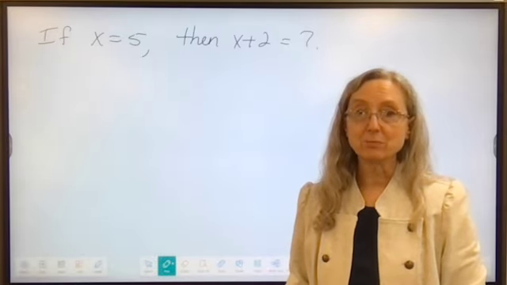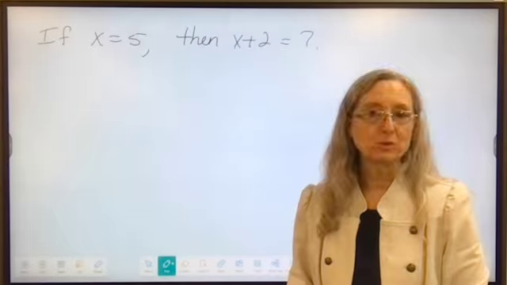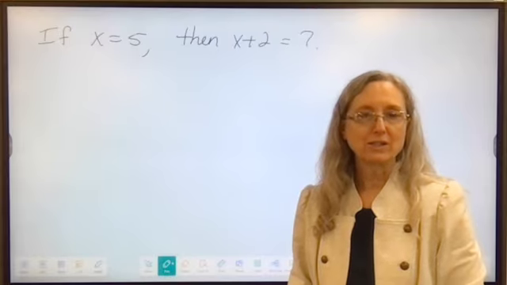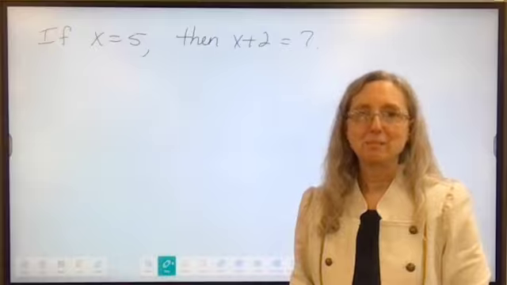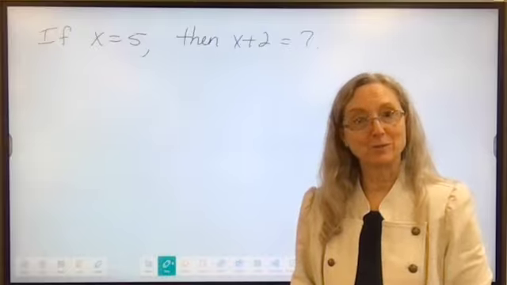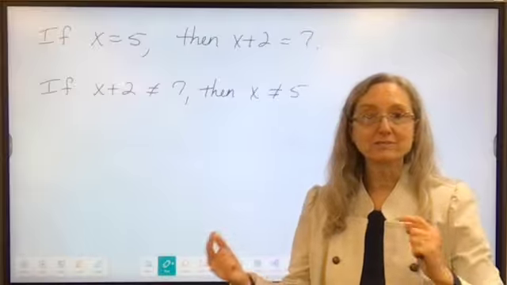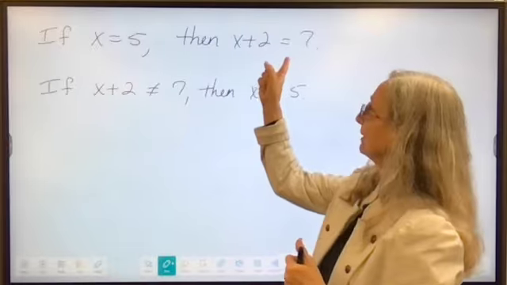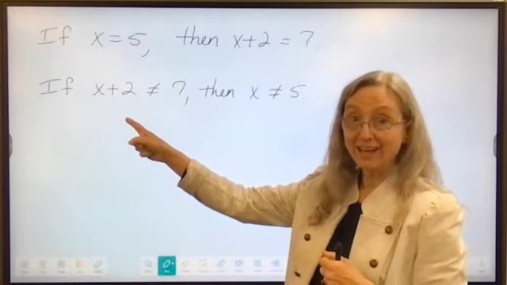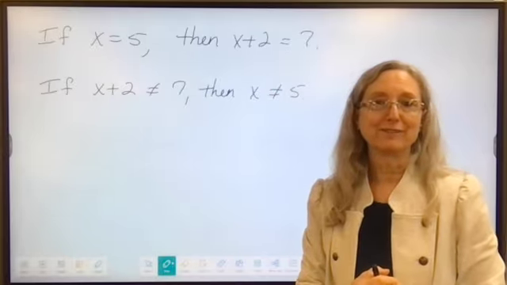Let's do another simpler conditional. If x equals 5, then x plus 2 equals 7. What would be the contrapositive? Pause if you need to, think it through, come back, and then see if it matches what I wrote. Okay, here's the contrapositive. I switched them and I negated both statements. If x plus 2 does not equal 7, then x does not equal 5.